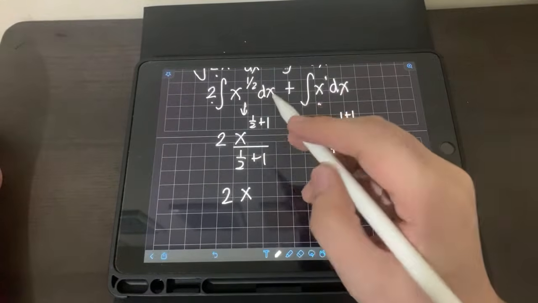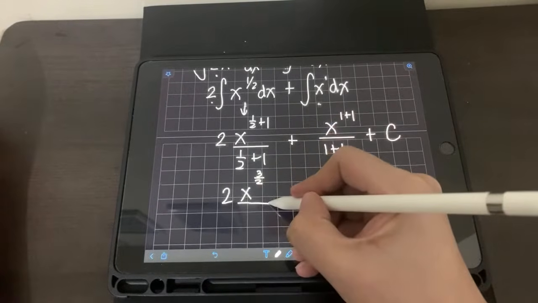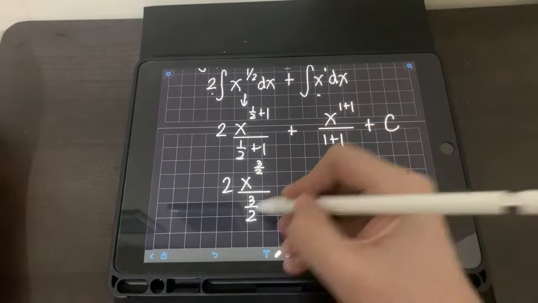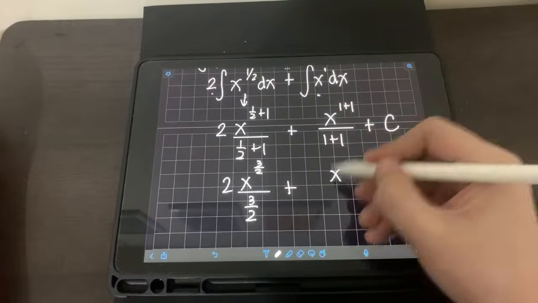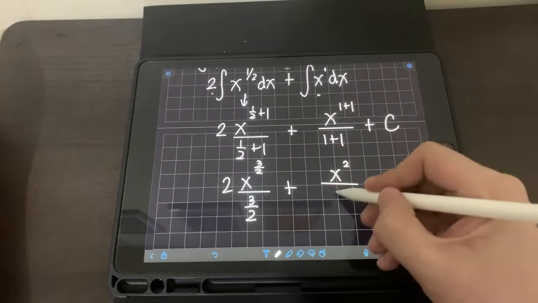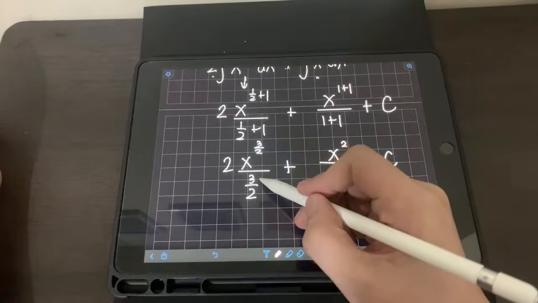So, simplify, we have 2 times x raised to, what is 1/2 plus 1? 1 and 1/2, right? Or, in improper fraction, it's 3 halves. Divided by 1 half plus 1 is also 3 halves. Plus, x raised to 1 plus 1 is 2. Divided by 1 plus 1, 2. Plus c. And then, simplify this fraction.